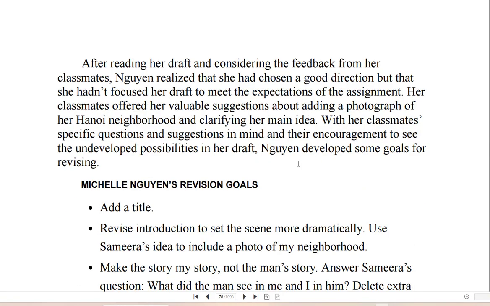After reading her draft and considering the feedback from her classmates, Nguyen realized that she had chosen a good direction, but that she hadn't focused her draft to meet the expectations of the assignment. Her classmates offered her valuable suggestions about adding a photograph of her Hanoi neighborhood and clarifying her main ideas. With her classmates' specific questions and suggestions in mind, and their encouragement, Nguyen developed some goals for revising.